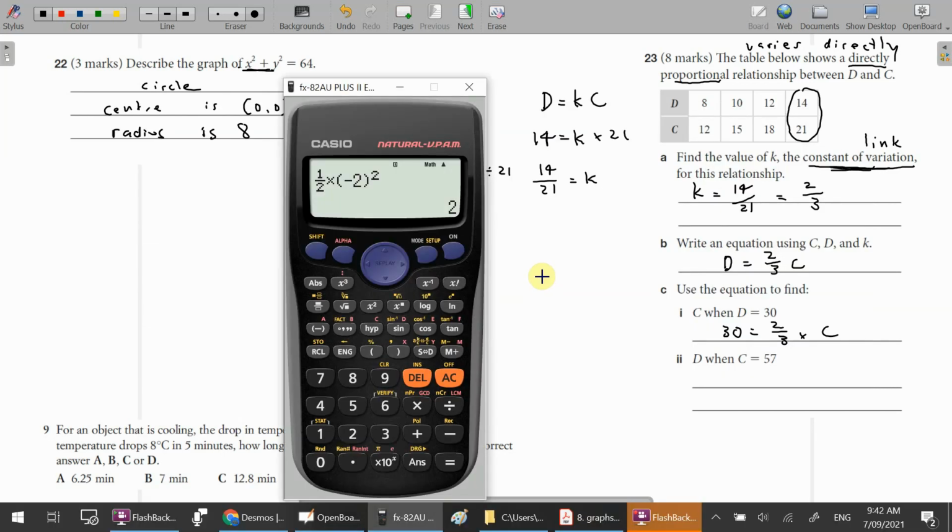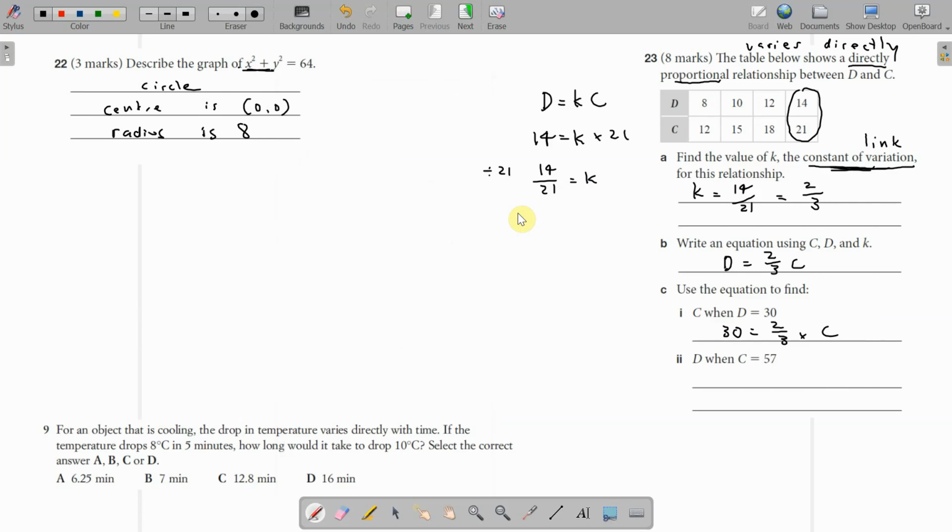Where's my calculator? 30 divided by 2/3. That should equal more than 30. 45. Yep, very good. C equals 45, which would make sense because C along here is always bigger than the D. Yep, so D is 30, C is 45.